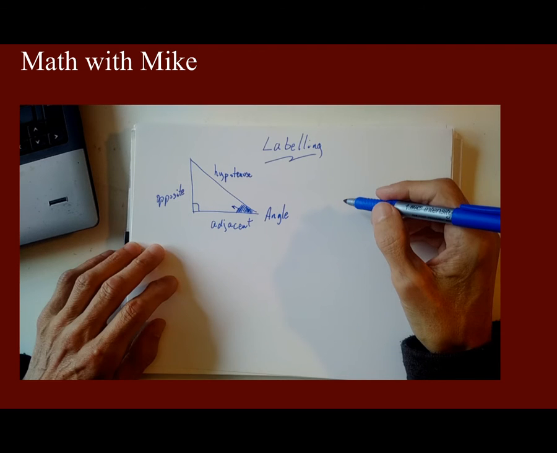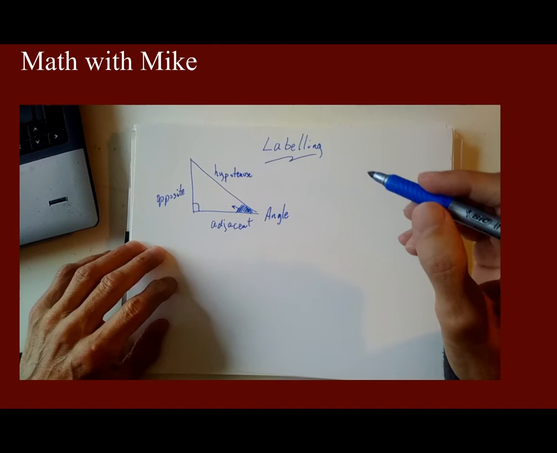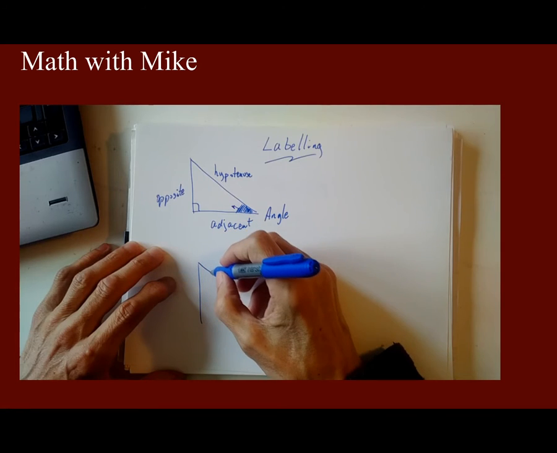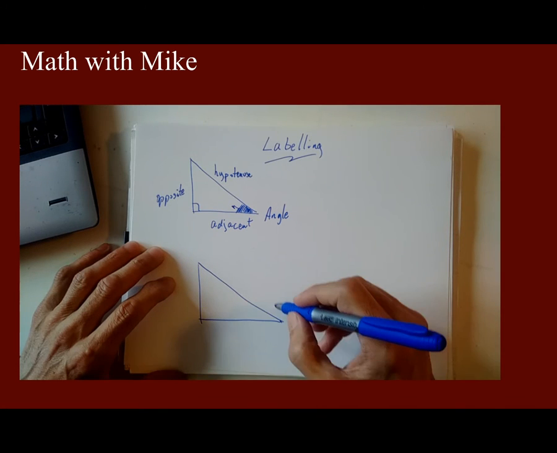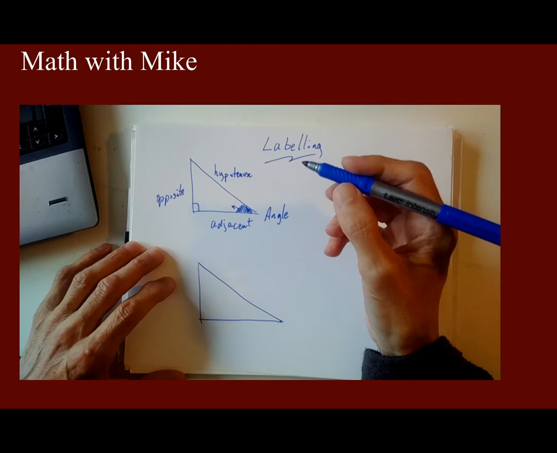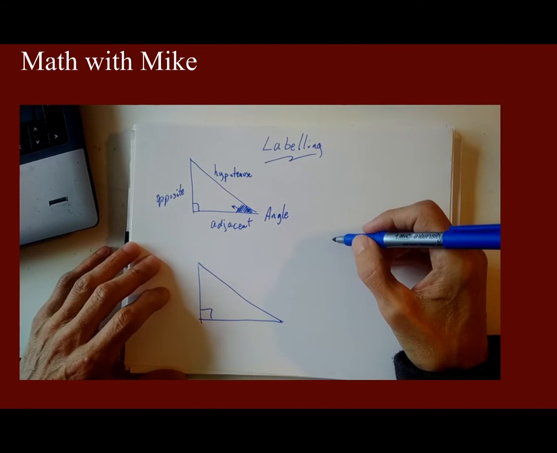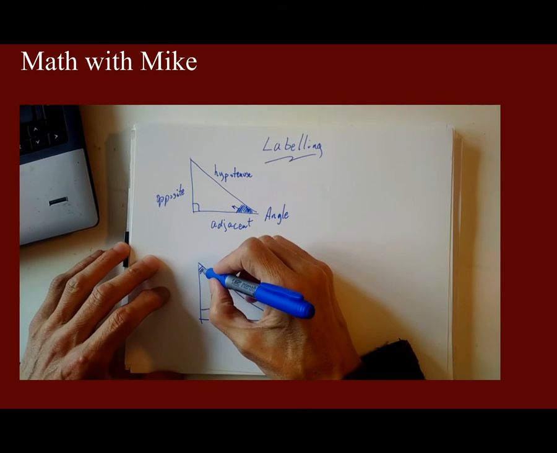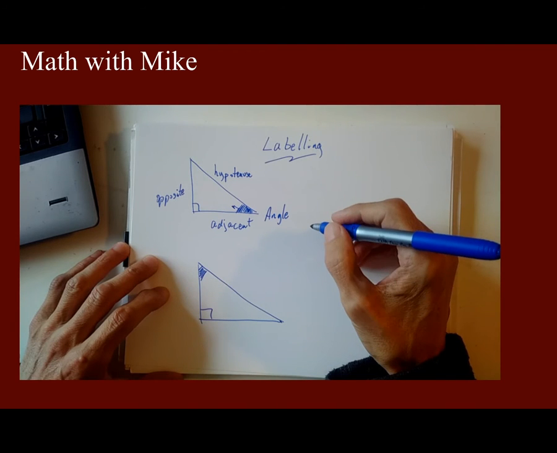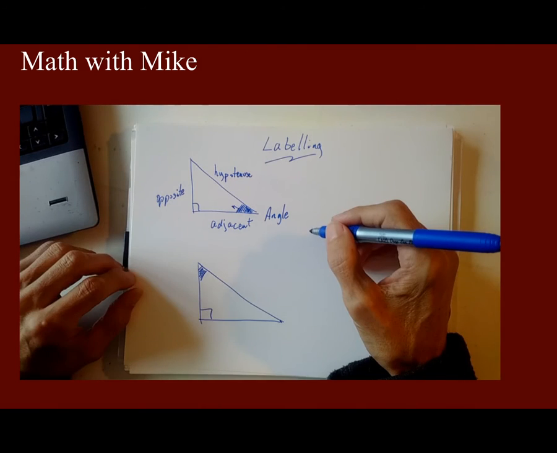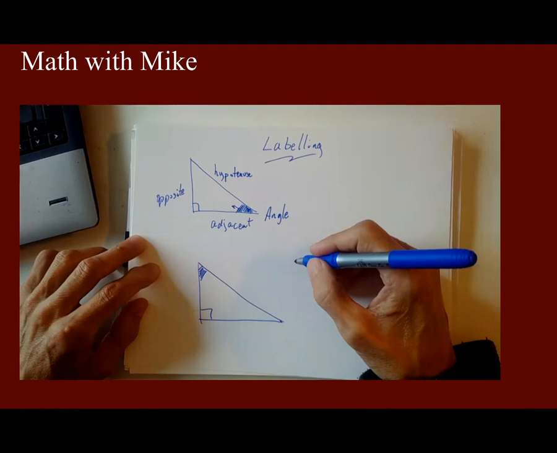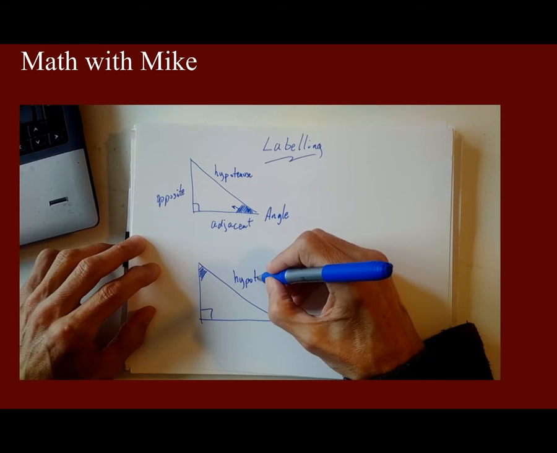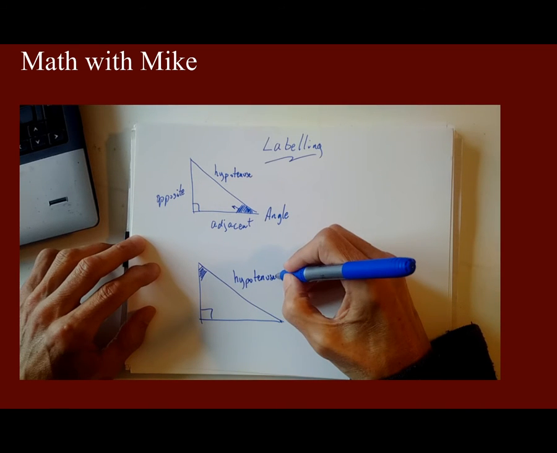Now, what could happen is the angle might be in a different location. Let's say, instead of having the angle at the bottom, as honestly it's often going to be just because of the way we set up problems in class and such, but in life not necessarily. So let's say the angle is up here instead. Well, how does that affect what the sides are going to be? Well, the long side, that is still the hypotenuse. That's not going to change.